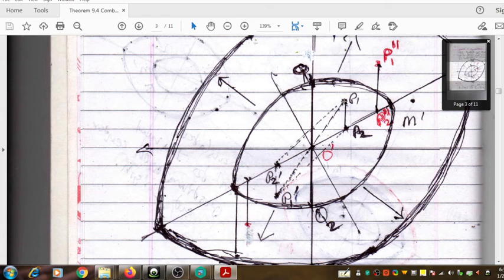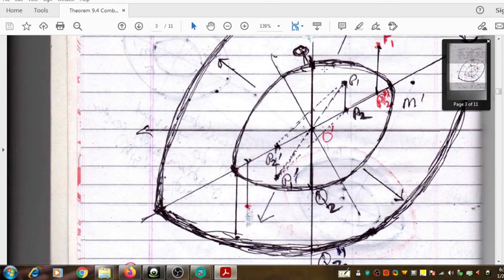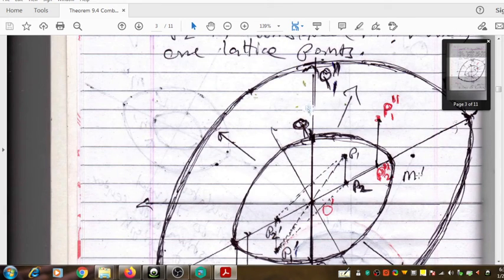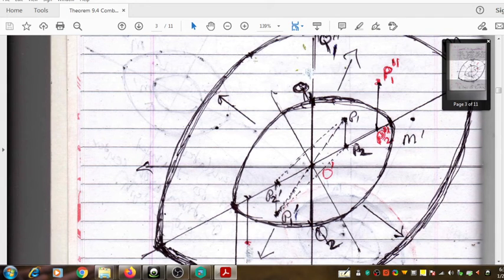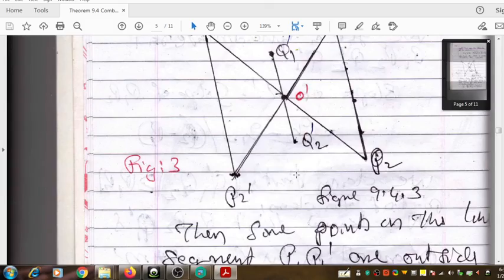Since we have proved that the length of the line segment P1 P2 is less than or equal to the length of Q1 Q2, but Q1 Q2 will also be translated. The points Q1 prime and Q2 prime will also be translated due to the translation of M prime to the origin as the point of symmetry. Then all the points P1, P2, and Q1 prime, Q2 prime are translated to the new position. So once again, we want that figure.